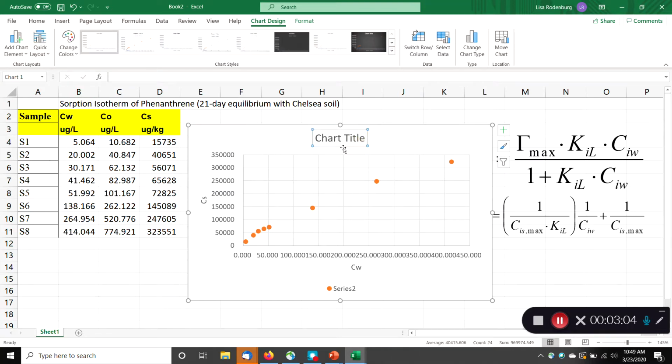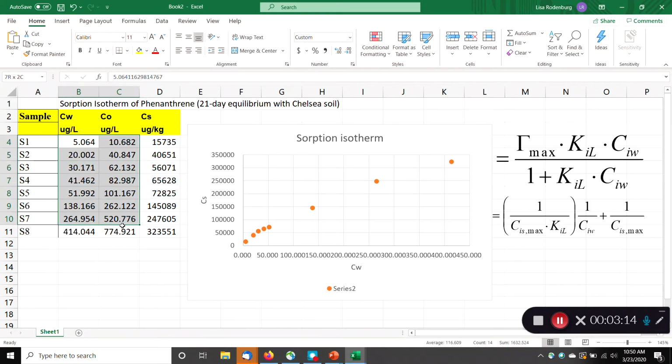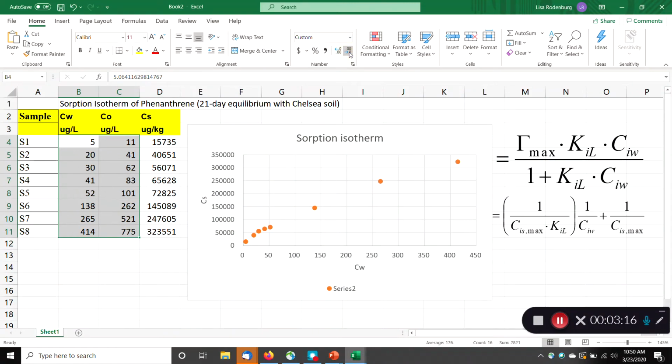Oh, I guess we could call it something. Sorption isotherm. There we go. All right, so there's our sorption isotherm. We have way too many significant figures. Drives me crazy. Let's get rid of a few of those. There we go. That looks better. All right, so there's our sorption isotherm. What does it look like to you?